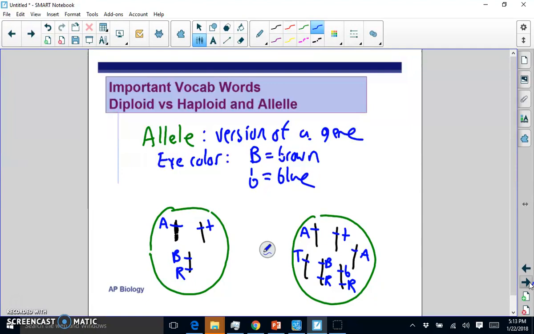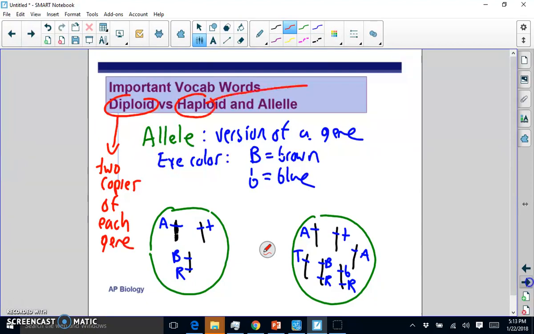Then we have other words, which you also learned in 9th grade, but probably don't remember. When a cell is said to be diploid, that means it has 2 copies of each gene. And when a cell is haploid, that means it only has 1 copy of each gene.